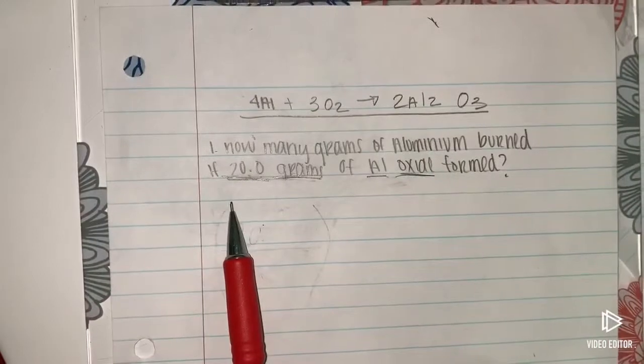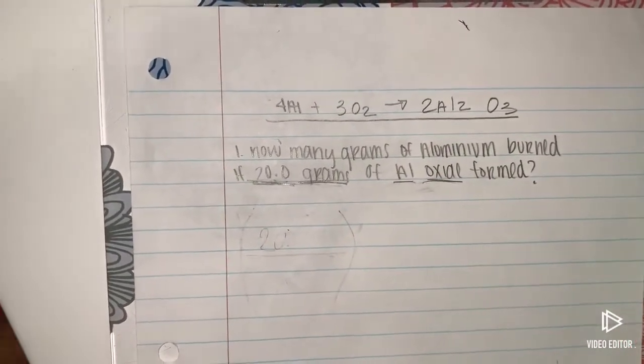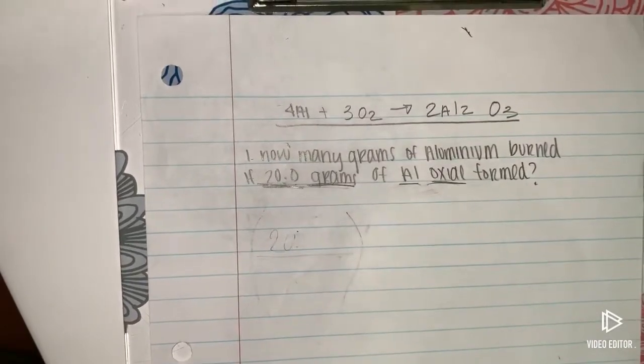Okay guys, so the third concept is stoichiometry. Stoichiometry is the calculation of quantities such as particles, mass, volume, and etc. in a chemical reaction. Okay, hi guys. So today I'm going to be teaching you stoichiometry. I'm also going to be showing you how to do stoichiometry. I hope you guys enjoy and understand this method. This is problem number 1 for stoichiometry. How many grams of aluminum burned if 20.0 grams of aluminum oxide is formed?